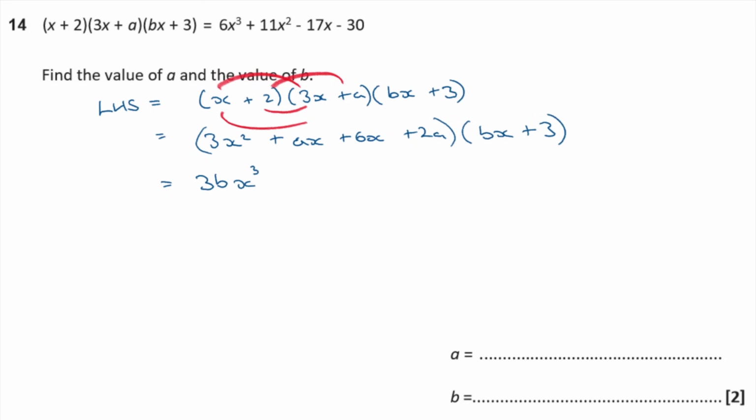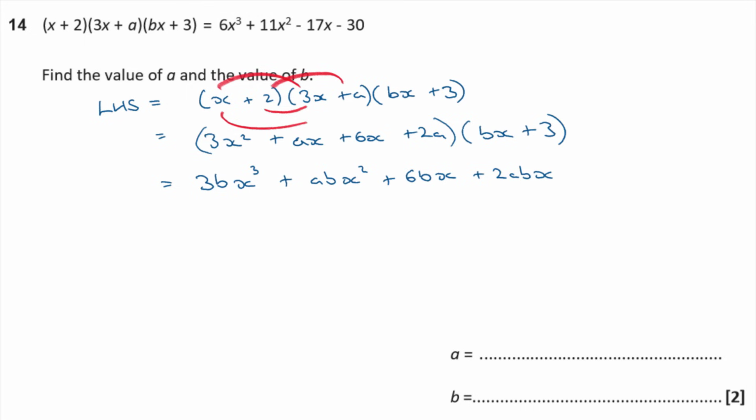cubed. And then I've got ax times bx, which is abx squared. And then I've got 6x times bx, that's going to be 6bx. And then I've got 2a times bx, which is 2abx. Okay, so I've multiplied everything in the first bracket by bx, and now I'm going to multiply everything in the first bracket by 3.